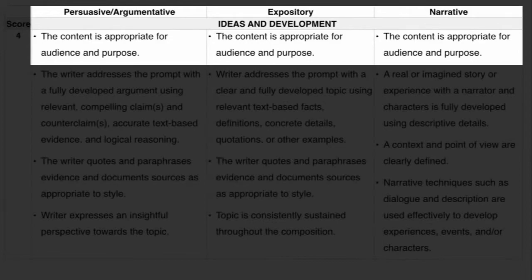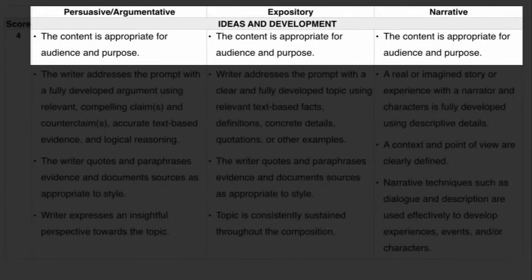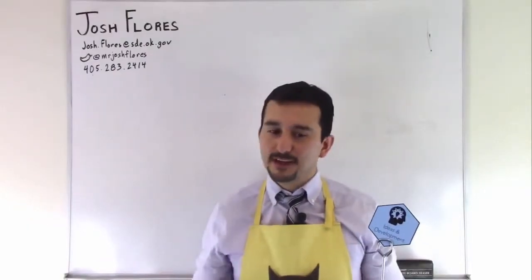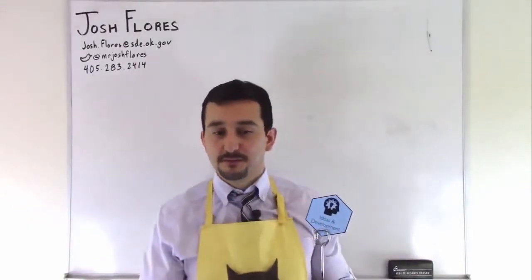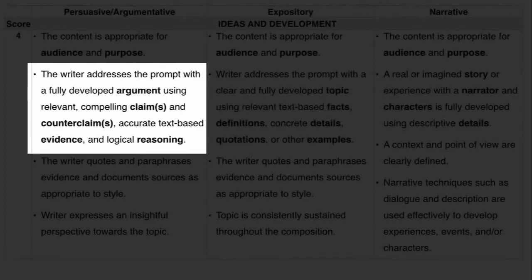That's the one thing that's the same clear across all writing modes. So naturally, in our classrooms, we want to do some sort of activities that focus on audience and purpose and repeat that whenever we're teaching any of the writing modes. Let's look at bullet point 2. The writer addresses the prompt with a fully developed, that's where the similarities stop for persuasive, argumentative, and expository. It's way different for narrative, but let's just focus on persuasive, argumentative, and expository. The argument needs to be fully developed by using claims, counterclaims, and text-based evidence and reasoning.